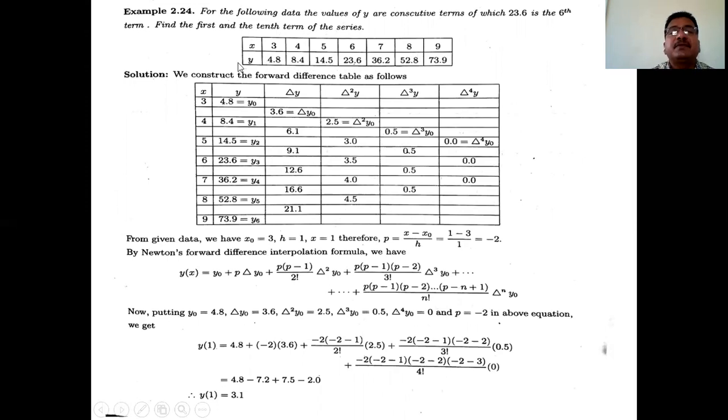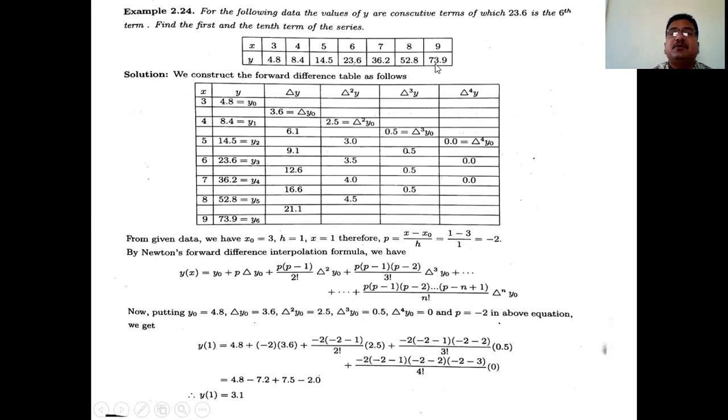What do we have to find? We have to find the first term. This is the sixth term, so this is the fifth term, this is the fourth term, this is the third term. What is the second term? 2 and its corresponding value. And what is the first term? 1 and its corresponding value of y. That is, we have to find the value of y at x equal to 1. And for the 10th term, we have to find the value of y or f(x) at 10.